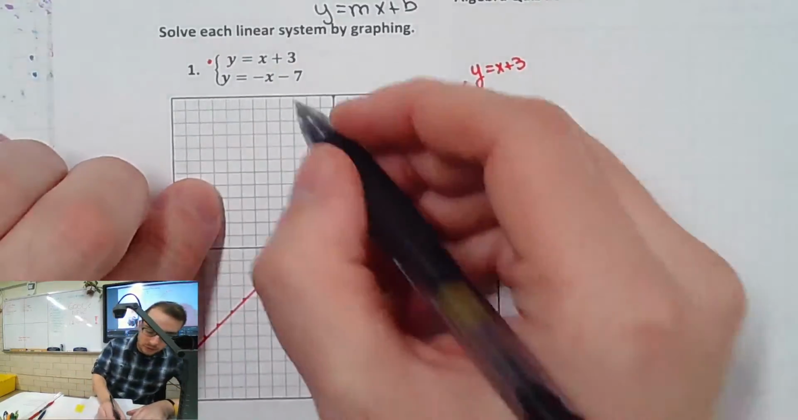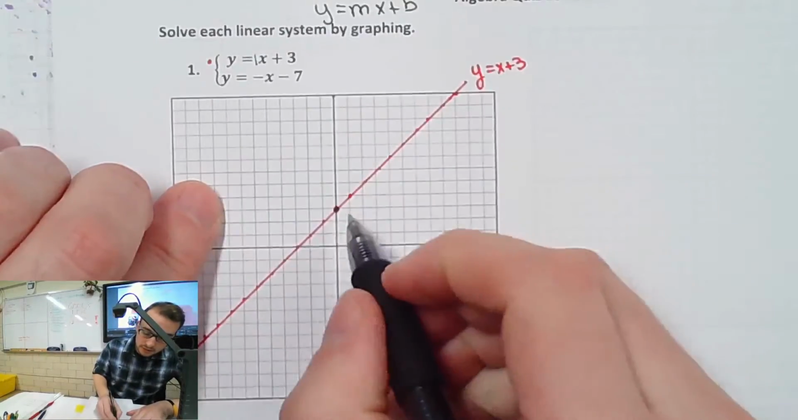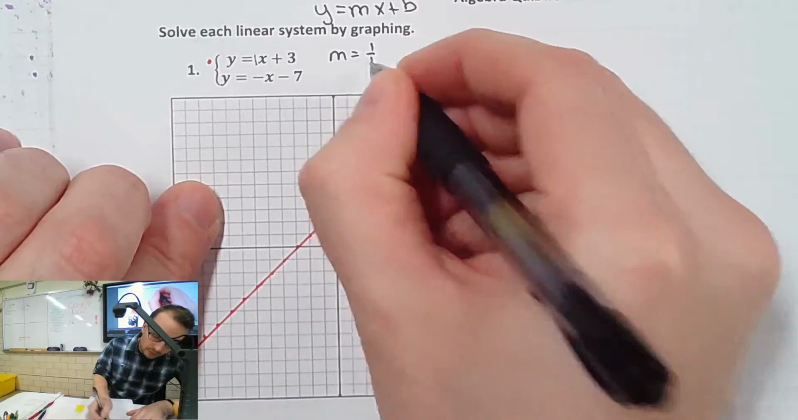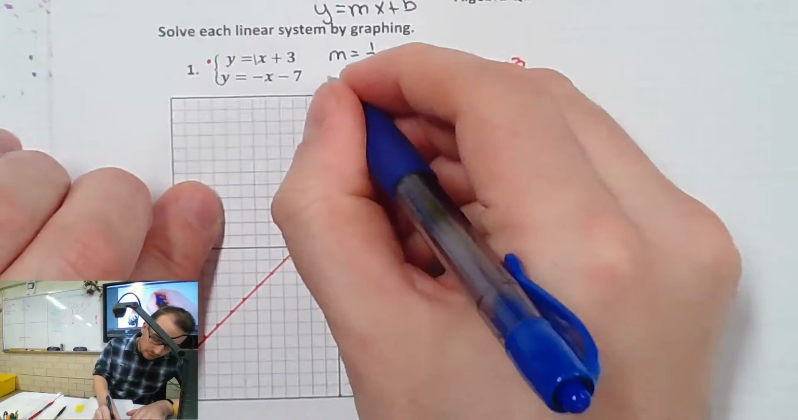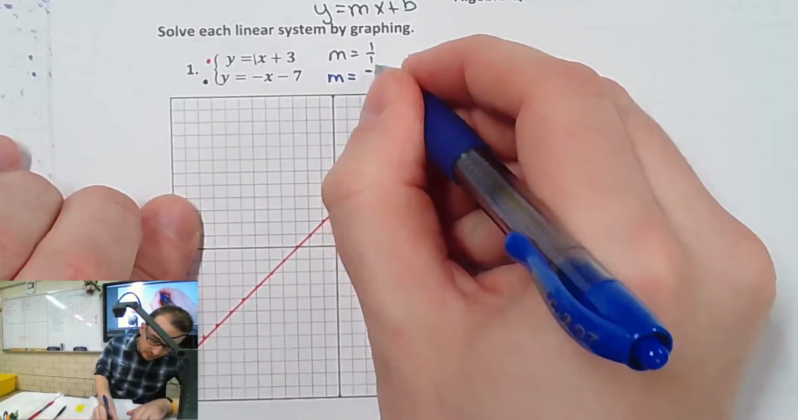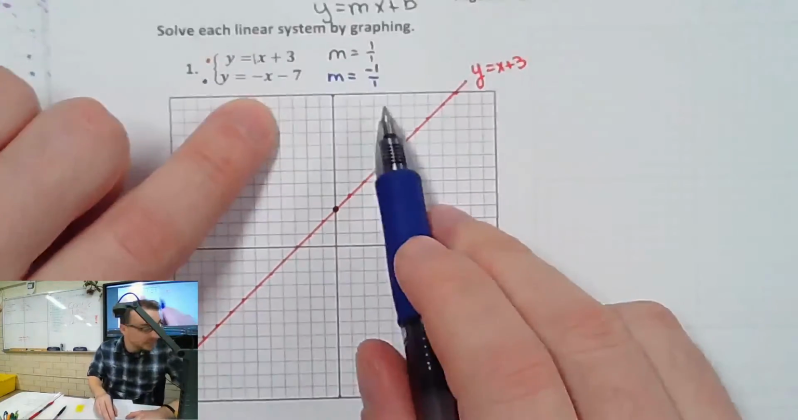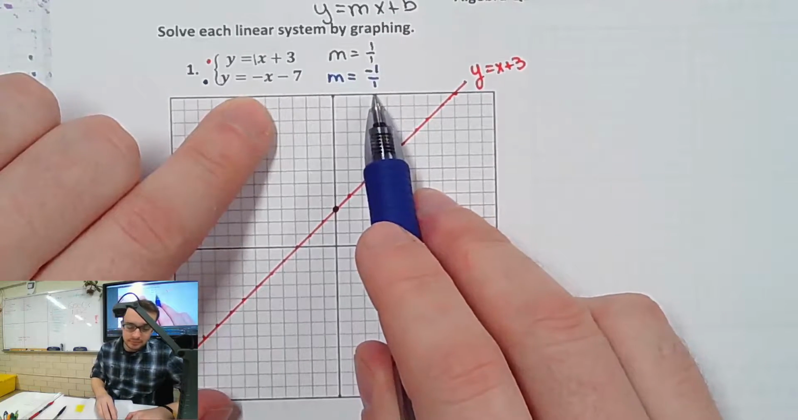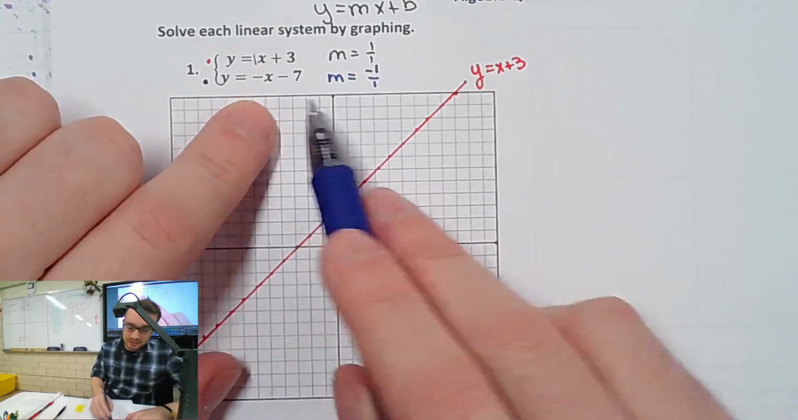Our slope is 1 over 1 because there's a 1 in front of that x. So up 1 over 1. Our slope here is 1 over 1 for the red equation. For the blue equation, our slope is down 1 over 1, right? Because it's negative 1 over 1. Is everybody cool with that? Our y-intercept for the second one is negative 7.